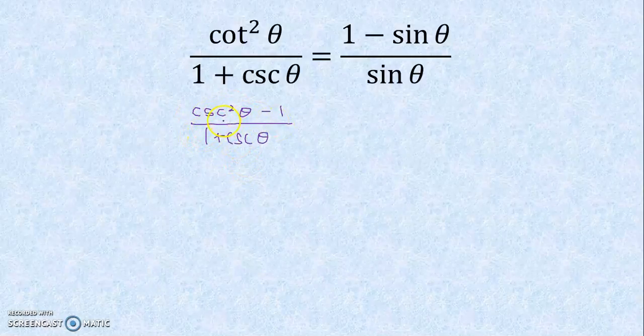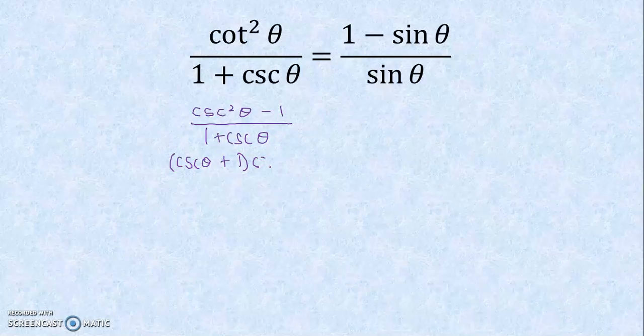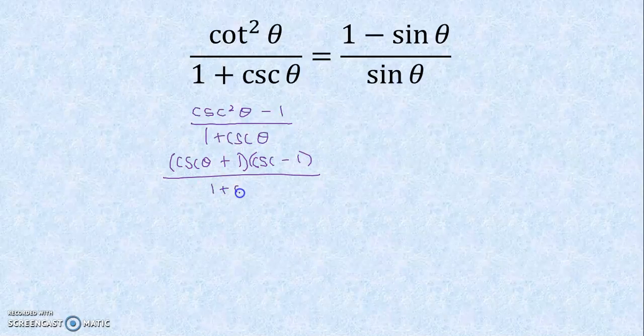Since it matches, oh, you know what? Cosecant squared minus 1, that's the difference of two squares. So I could factor this to cosecant theta plus 1 times cosecant theta minus 1. I'm going to still have 1 plus cosecant theta in the denominator. 1 plus cosecant is the same as cosecant plus 1. So those are going to cancel. And here I have cosecant theta minus 1. Which I could, in a matter of just a couple of steps, rewrite this so that it matches this.